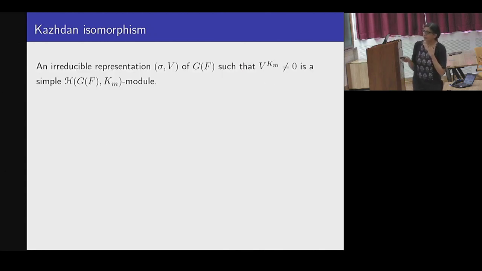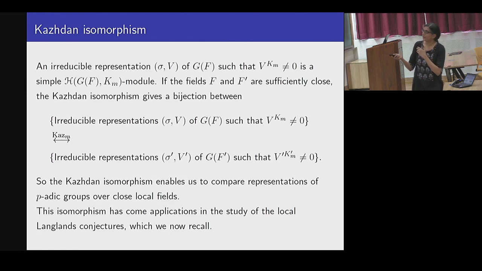An irreducible representation becomes a simple H(G, K_m)-module when you take the K_m-invariant vectors. So in particular, if the fields are sufficiently close, then the Kazhdan isomorphism gives a bijection between the representations of G(F) with non-zero K_m-fixed vectors and the representations of G(F') with non-zero K_m'-fixed vectors.